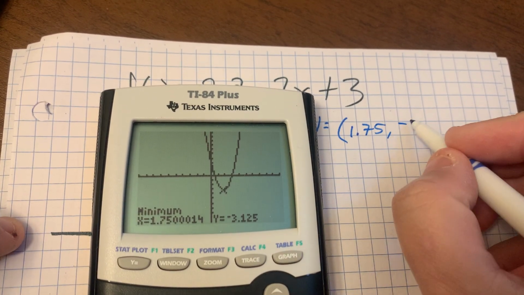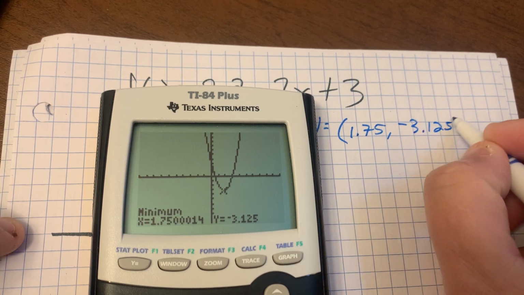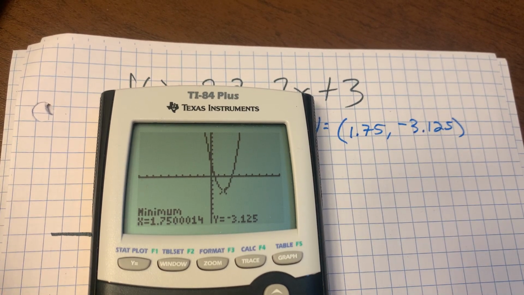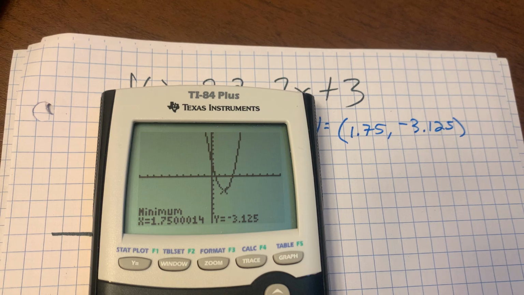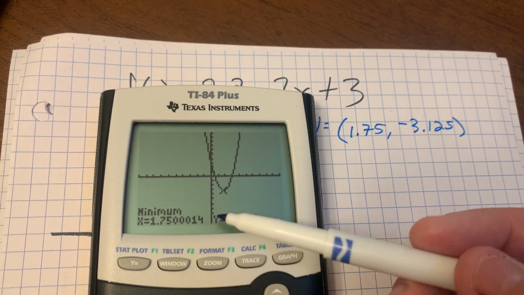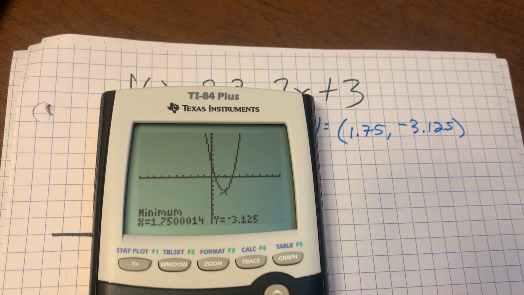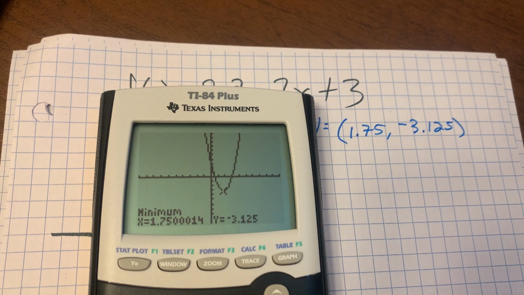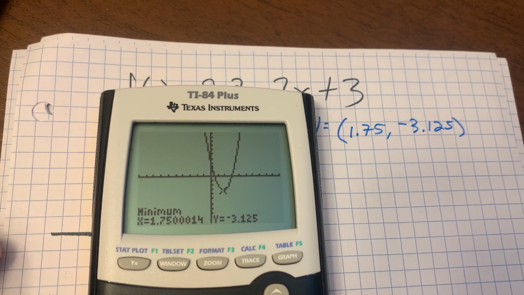1.75, negative 3.125. When they're terminating decimals like that, I like to just use those values. If you've got something that goes on and on and on, you can round to usually hundredths place is good, sometimes tenths. Just depends on your teacher's preference.